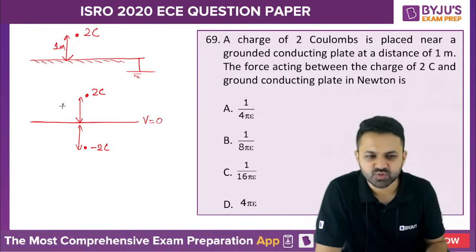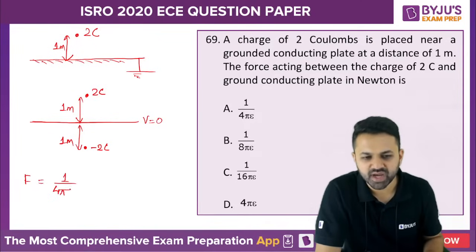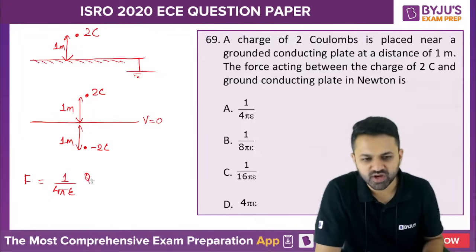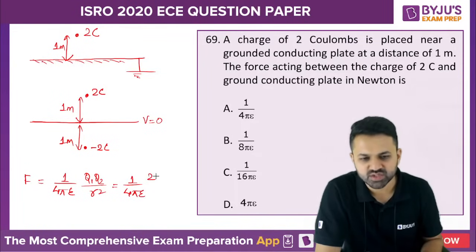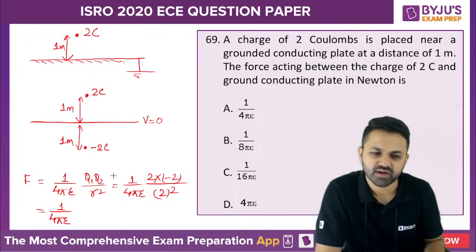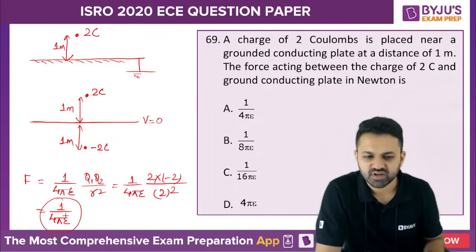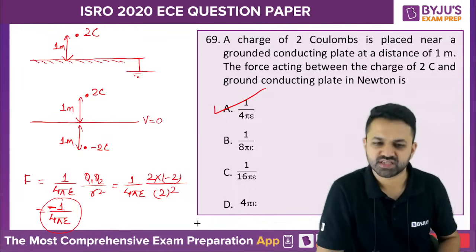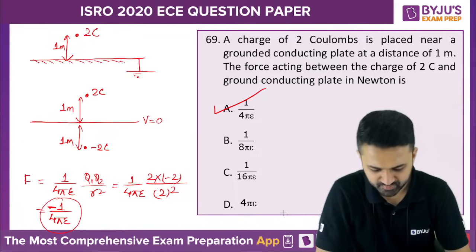Now the distance between these two is 1 meter, and 1 meter becomes 2 meter. So the force is given by 1 upon 4 pi epsilon, and then Q1 Q2 upon R square. So 1 upon 4 pi epsilon, Q1 Q2 is 2 into minus 2 divided by R square, that is 2 square. So in this way we will get 1 upon 4 pi epsilon. The sign is not important, because we have to write only the magnitude. So 1 upon 4 pi epsilon is the right answer. So option A. In all the options we don't have to worry about the sign, only the magnitude.